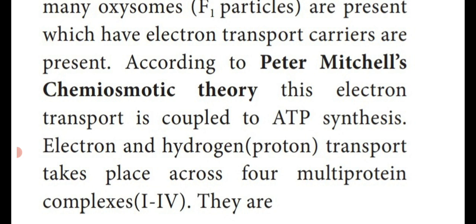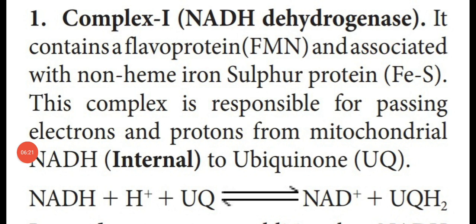Before that, the food is only oxidized, but the energy is not released. So this electron transport chain process releases the energy by the oxidation of the two coenzymes NADH2 and FADH2. This all takes place in the 4 multiprotein complexes. They are complex 1, complex 2, complex 3 and complex 4. First one, complex 1.